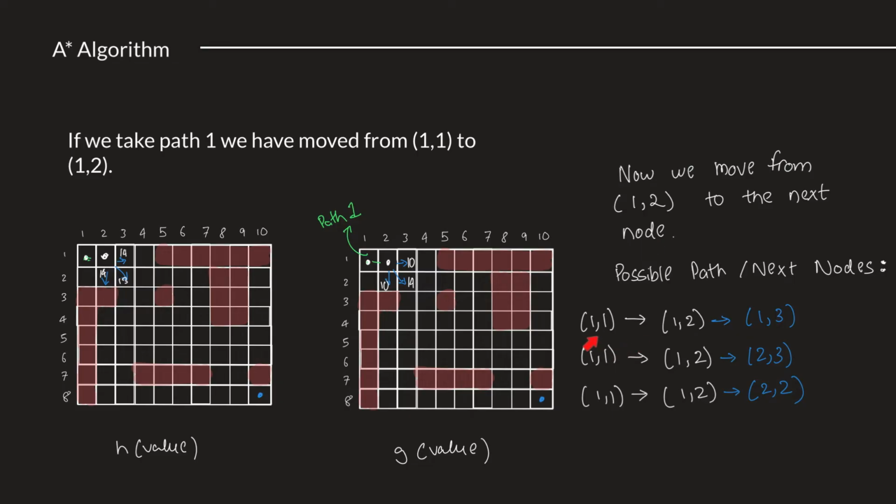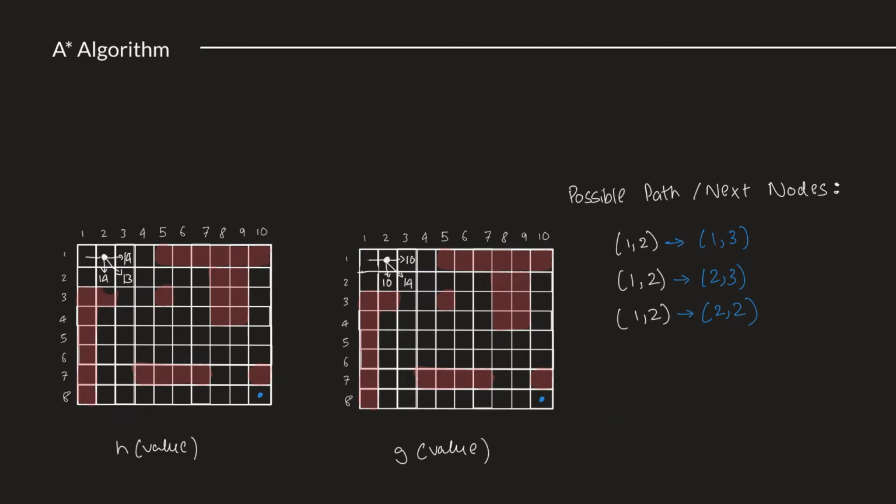So from 1 comma 1 where we started to 1 comma 2, and then we go to 1 comma 3. That would be our next node. Then we could go either diagonally downwards as well, that would be 2 comma 3, or we could go downwards, that would be 2 comma 2. So guys, now we move to the next node, starting from 1 comma 2, and these are the paths that we have. We will begin by calculating their f values, and we would do this by combining their h plus g values.